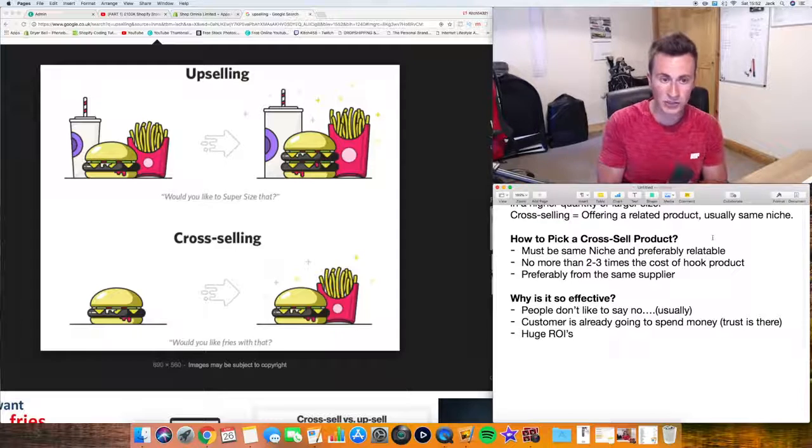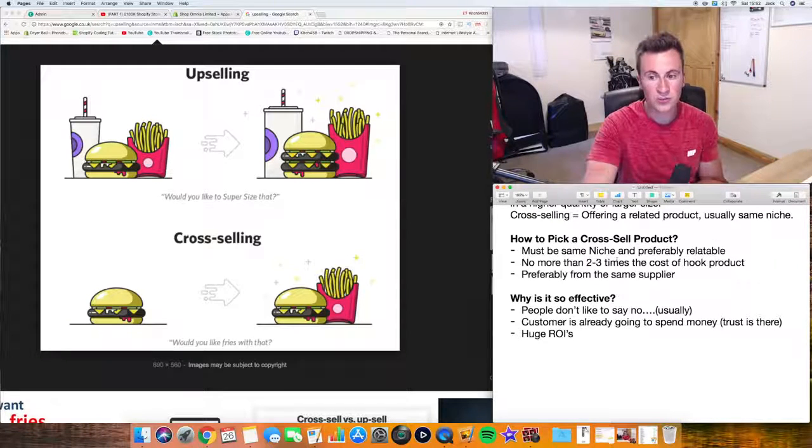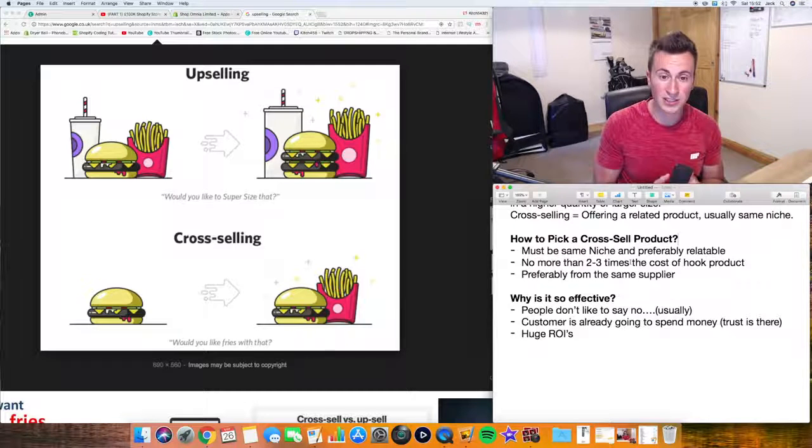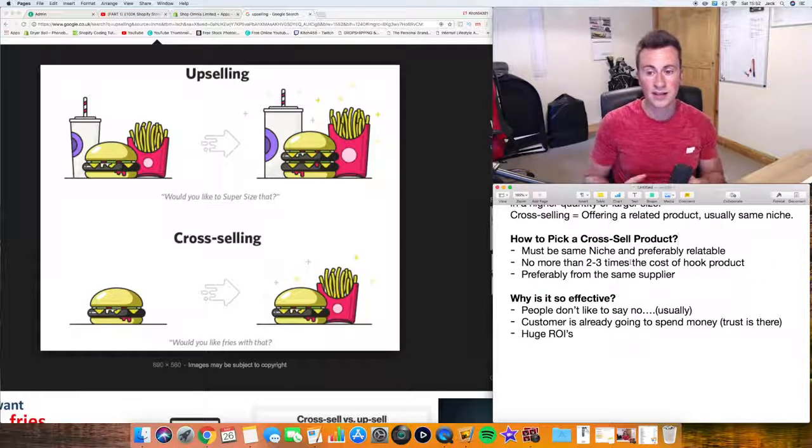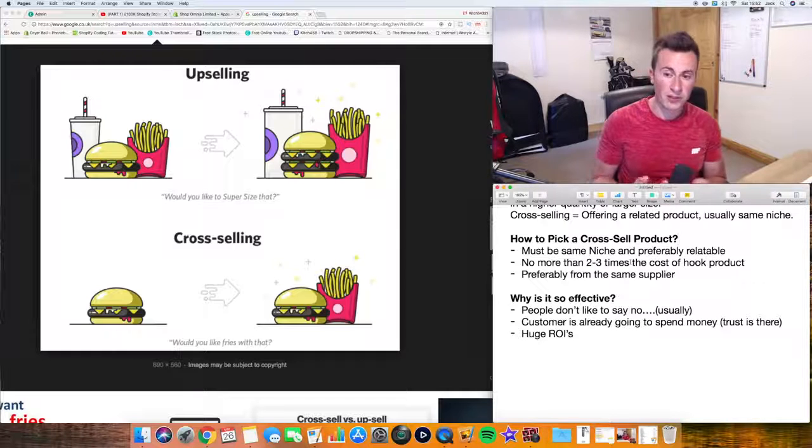Now, how much should it cost? I've put here 2 to 3 times the cost of the hook product. If you don't know what a hook product is, it's basically your original product. It's the product that you advertise and the product that gets your customers' interest and gets them to click on your ad. Now, from personal experimentation, I've found that 2 to 3 times the cost is usually the sweet spot.